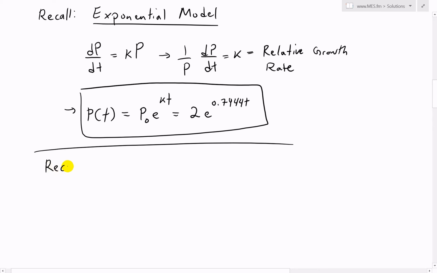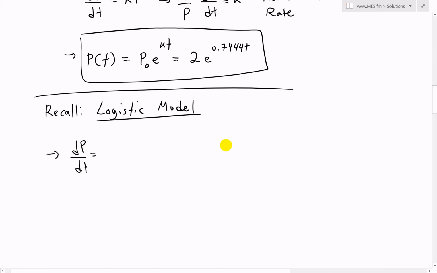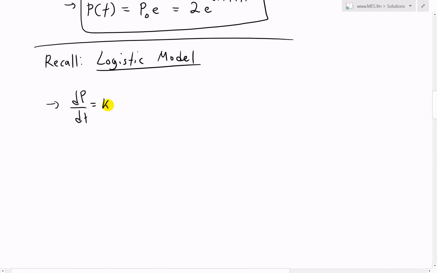So first of all, recall the logistic model from my earlier videos on this. Again, make sure to watch this if you haven't already done so. I'll put those in the link below again. So the logistic model, the governing differential equation was dp over dt equals k times p, now we have this 1 minus p over capital K.